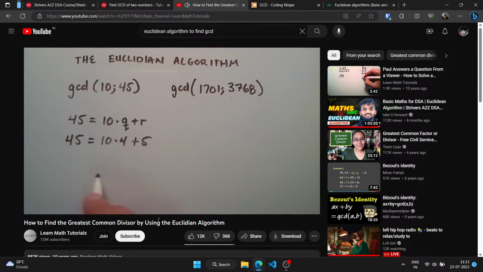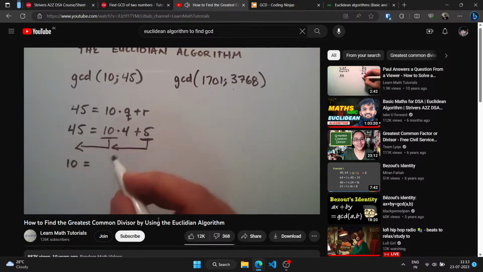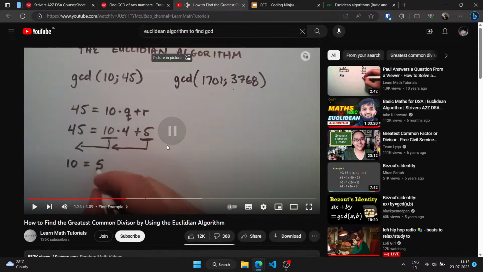So the next step, and all the remaining steps, is we take the number that's in this position and we move it to where this number was on the left-hand side. And then we take our remainder and we move it to where this number was. And we just follow this pattern all the way down until we get a remainder of 0. So for our case, we're going to get rid of the 45 and move the 10 where the 45 was. And then the 5 goes where the 10 was.